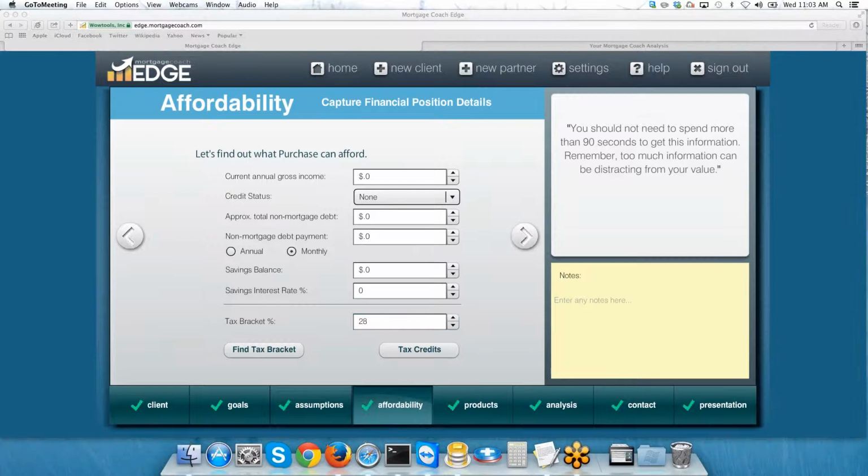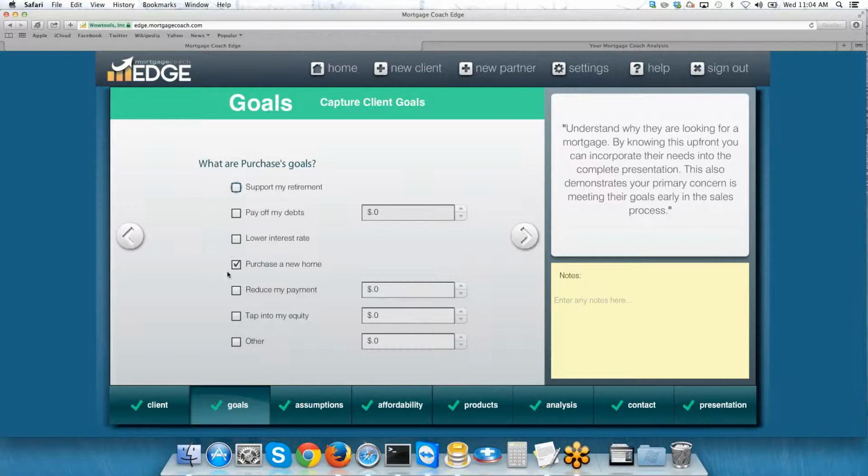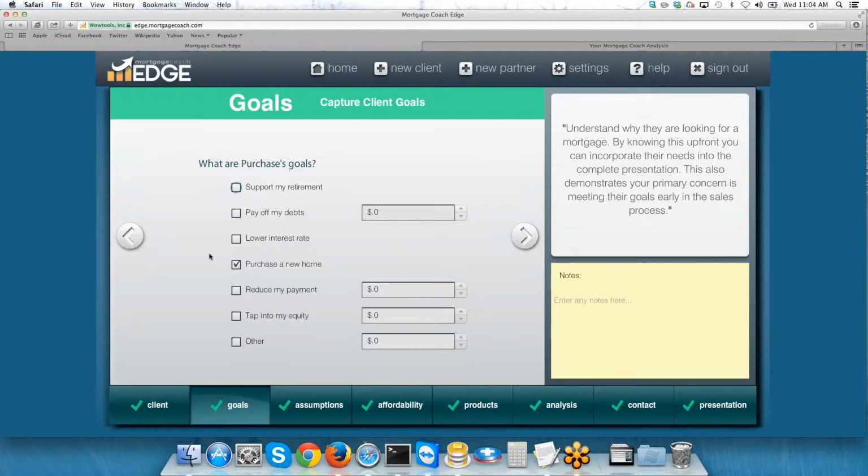John's question, real quick before we move on, he says, what if your client does not own a home currently? Do you just put their rent in? So actually, this is a perfect situation for it. What I did is I checked own, but when I went to the goals section, I checked purchase a new home. So it's not going to ask me about a current mortgage, and it won't actually say they own a property anywhere on the presentation. This just allows me to avoid the rent versus own. So what I did is I just selected own, and then in the second screen, I selected purchase a new home.